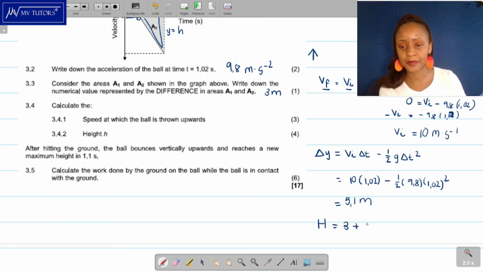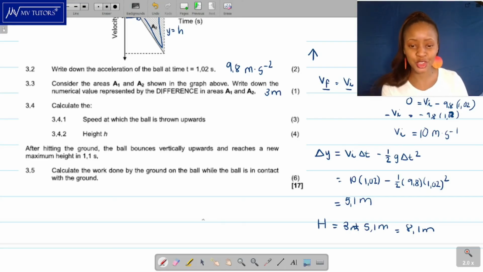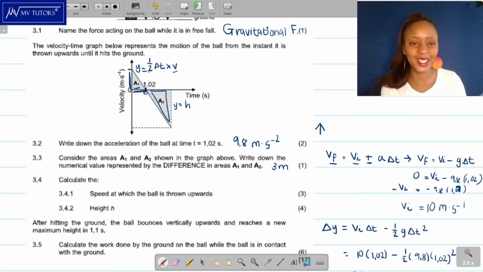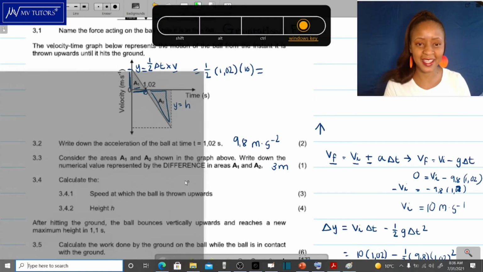So 3 plus 5,1 meters, and that's going to be equal to 8,1. We don't need the calculator for that. 8,1 meters. Another way of doing it, I'm going to just show you quickly. Remember this graph? I told you to get y, you're going to say half delta t times v. So if we did that, half delta t is 1,02, and v we calculated to be 10. So let's just calculate that quickly.